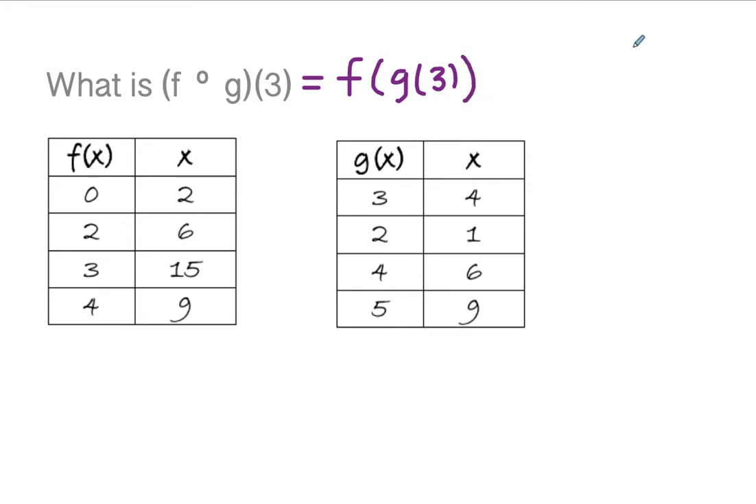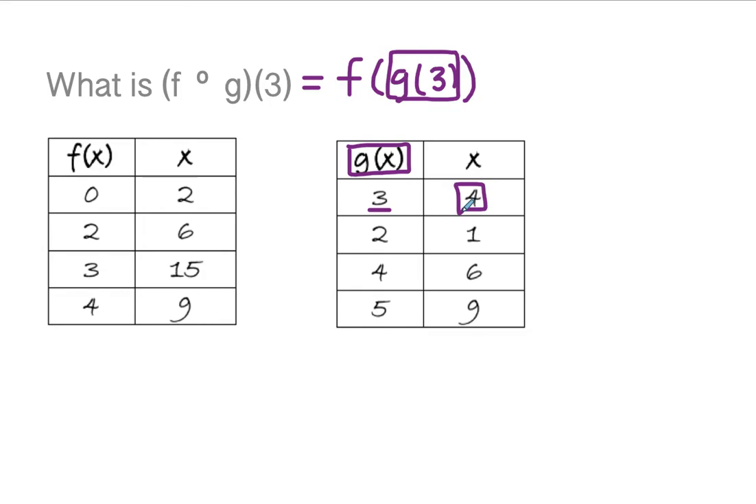Just like in that last section that we talked about, the first thing that you want to do is evaluate the innermost function for that number. So g of 3. What that means is I'm plugging in a 3 for x. Well, look, here I have g of x. Is there a 3 anywhere in this column? There's one right here. What is the value at g of 3? It's 4.